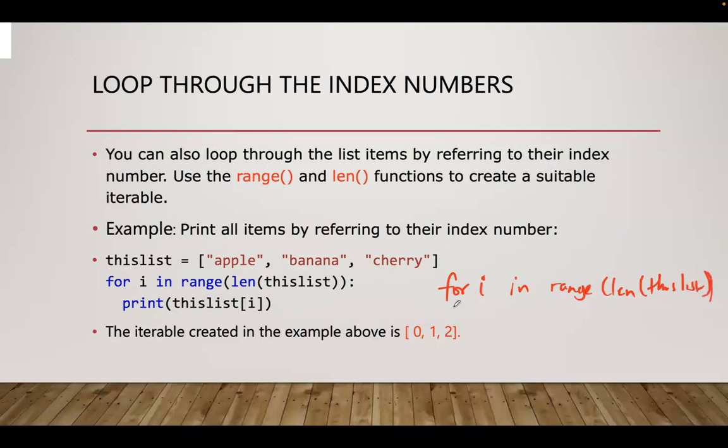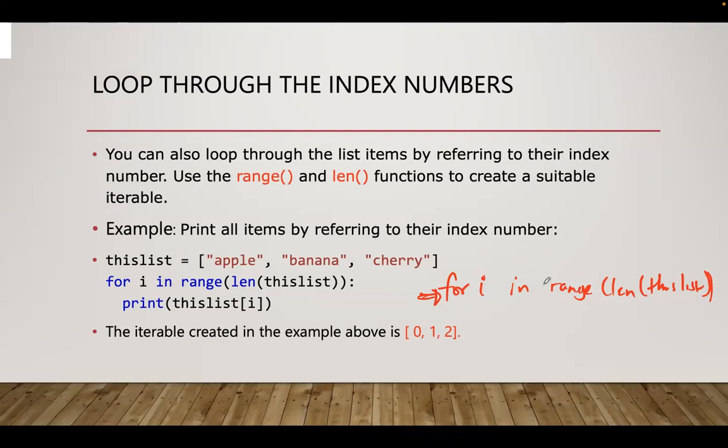What does this line of code mean? For is the word for the for loop. For i, the i represents the content of the list. In range means the range of the numbers, the range of the items you have in a list. So range of length of the list, print the list i.